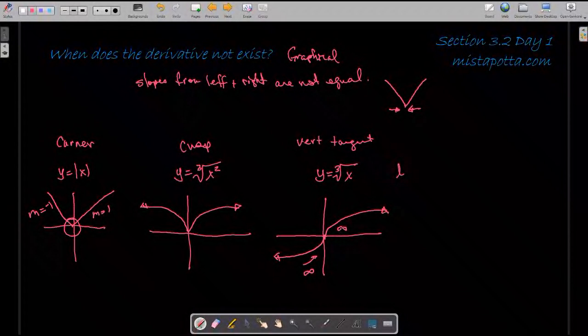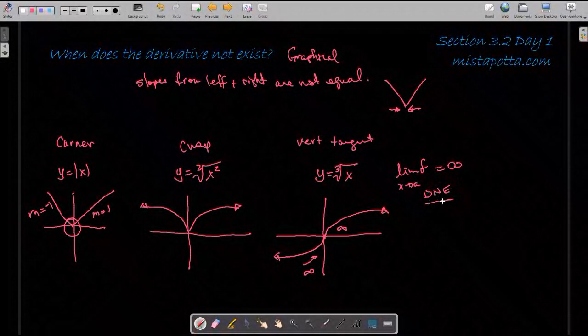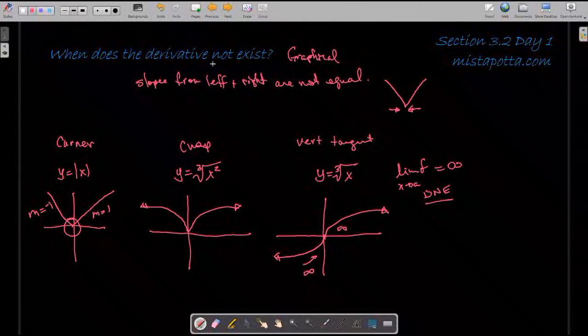And if we had a situation where the limit of a function as x approaches a equals infinity, then we would say that that limit does not exist. And if the limit does not exist, then the derivative does not exist. So the three situations we deal with where a derivative does not exist from a graphical standpoint are when my graph has a corner or a cusp or a vertical tangent.